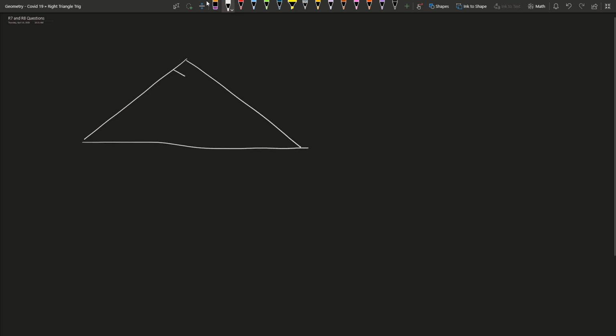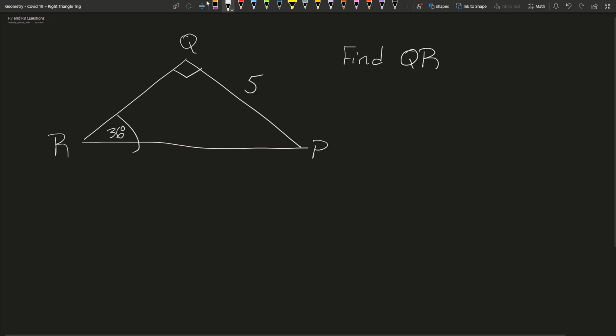And a lot of these questions are the same thing. They're questions having to do with angles that aren't 30, 60, or 45. I think I have that written down right. All right. So we want to find a side given some angle and some side.